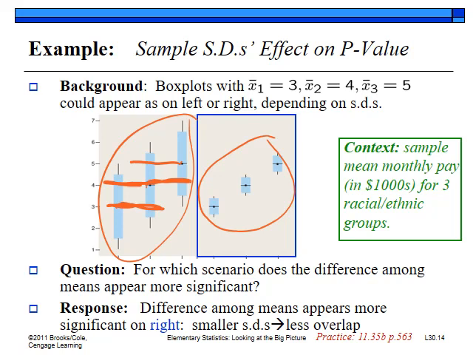But if you look at the scenario on the right, there's a gap between all of the boxes. That convinces me that there's a real difference. So that's why smaller standard deviations result in bigger test statistics and therefore smaller p-values.